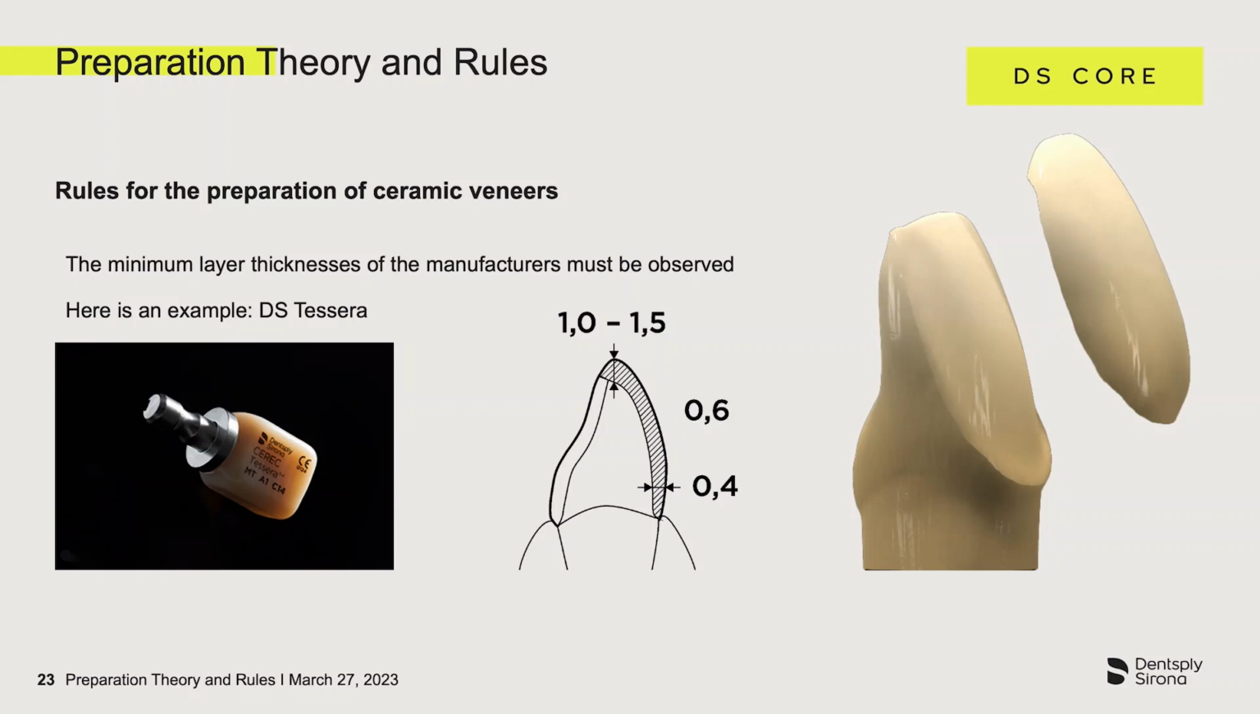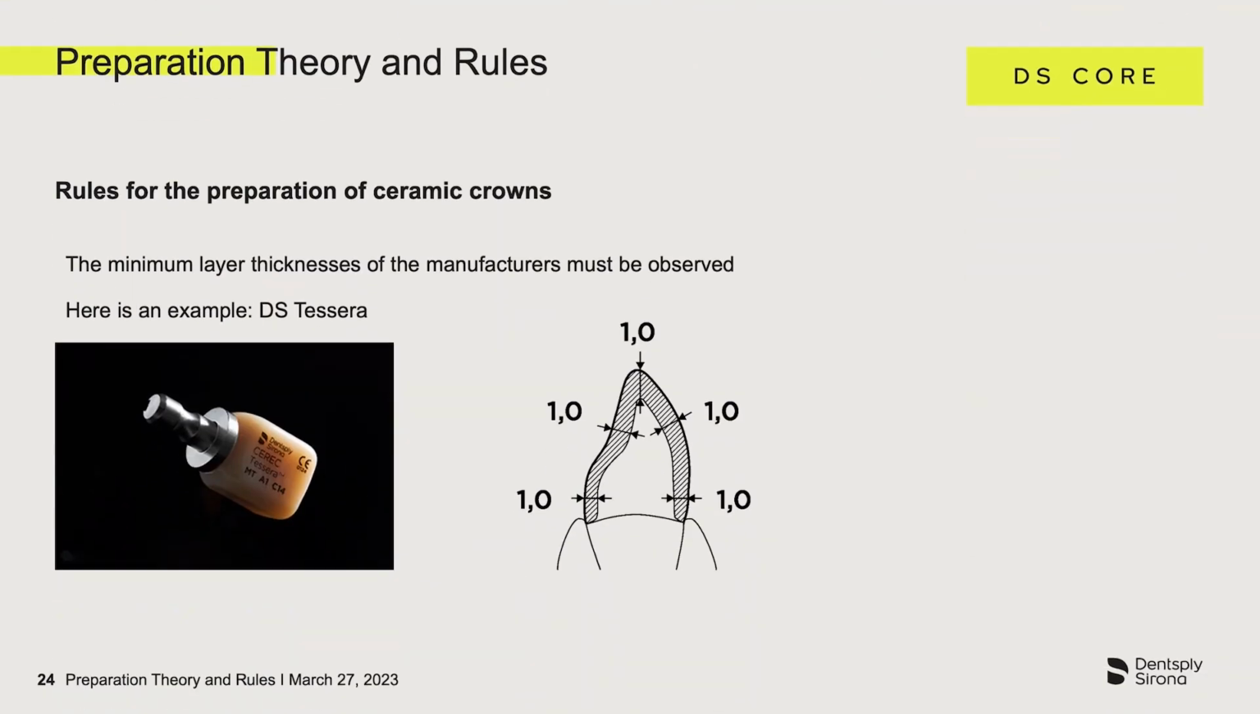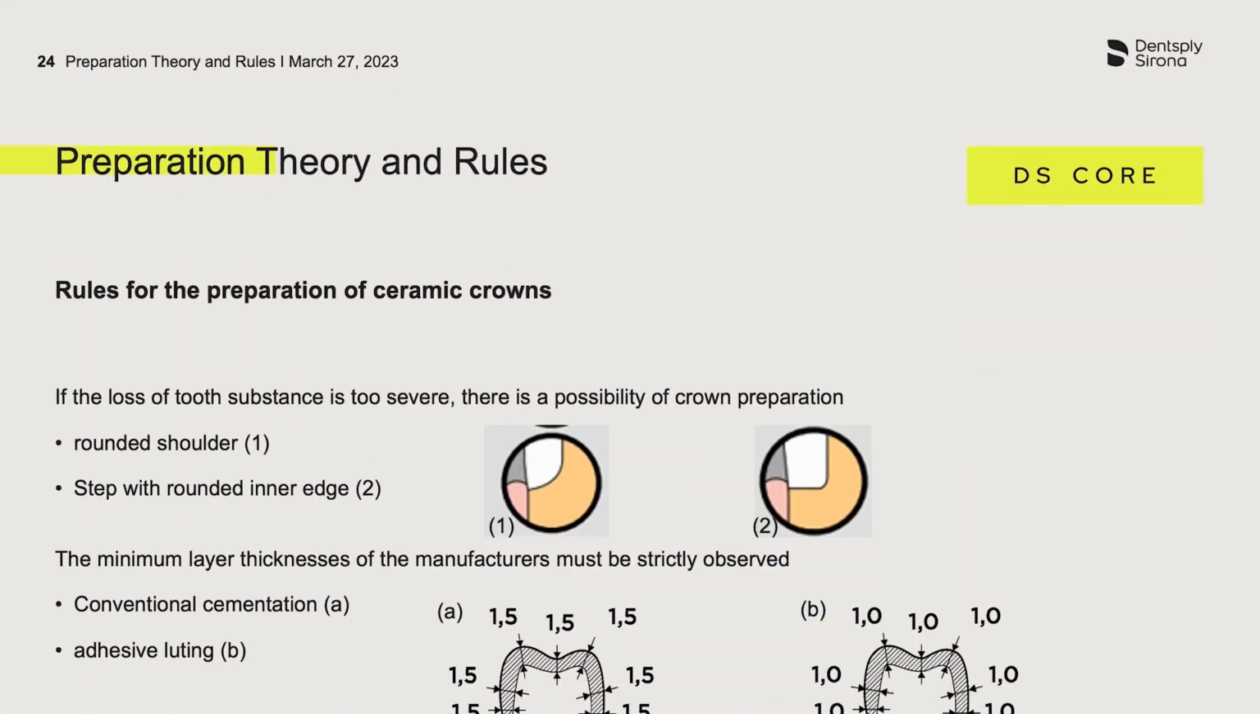Special adhesion systems are available for the adhesive cementation of ceramic veneers to achieve even better aesthetic results. Now we come to the preparation guidelines for ceramic crowns in the anterior and posterior region. The next picture shows us a crown restoration in the anterior region using the Ceric Tessera material. Here, a minimum layer thickness of 1 mm must be observed.